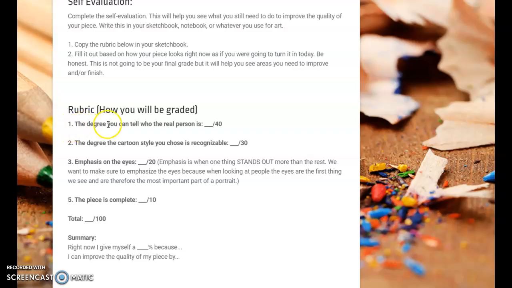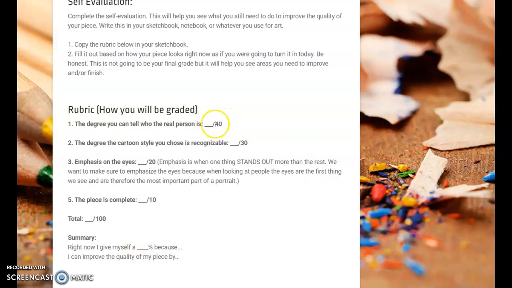So number 1, the degree to which you can tell who the real person is. We want to make sure when you look at the piece that yes, you see the cartoon style, but you can also tell who it was. It's not going to look super realistic, right? It's not supposed to, but you want to make sure that we can tell who it is, especially if it's someone famous. We should all be able to tell. All right, and that's out of 40 points, major points there.